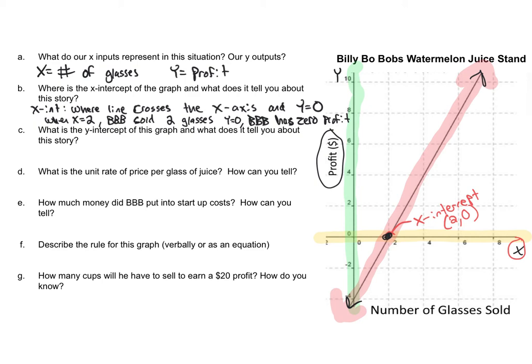All right, let's talk about the y-intercept. So that is C. What is the y-intercept of this graph, and what does it tell you about this story? Let me go ahead and clean up this graph really quick. Let's get it tidied up.